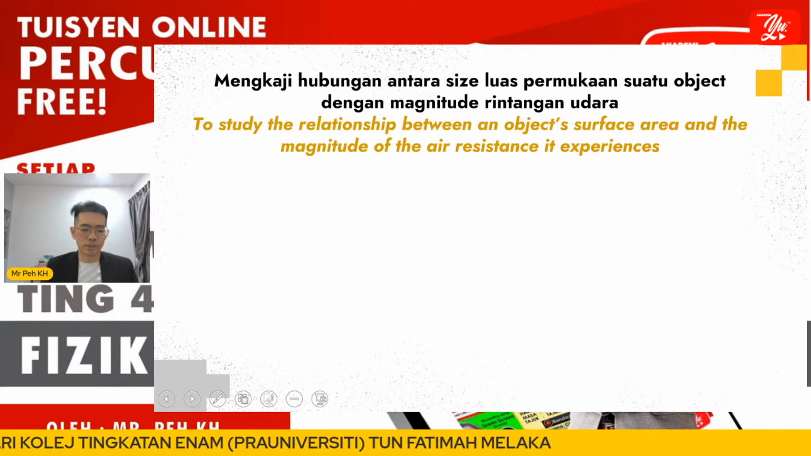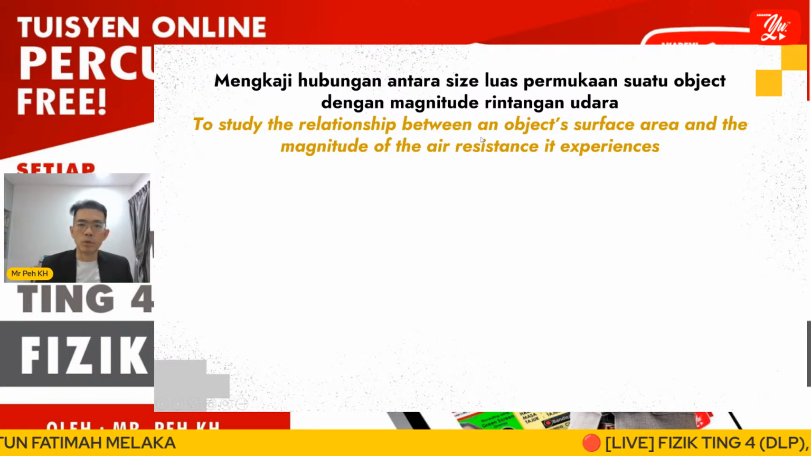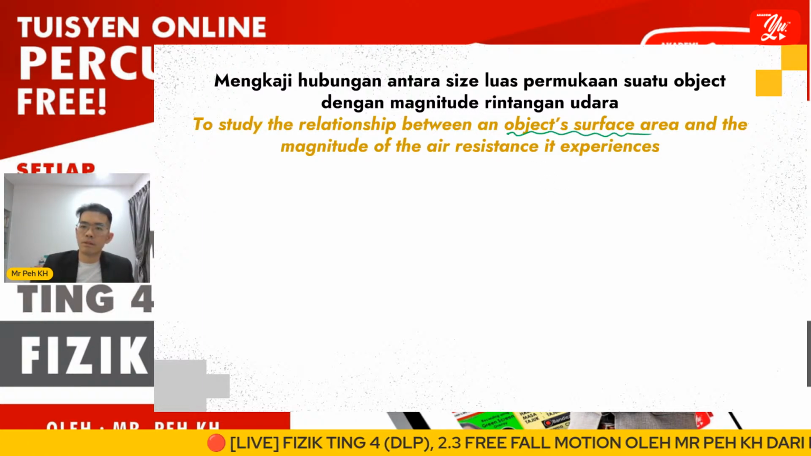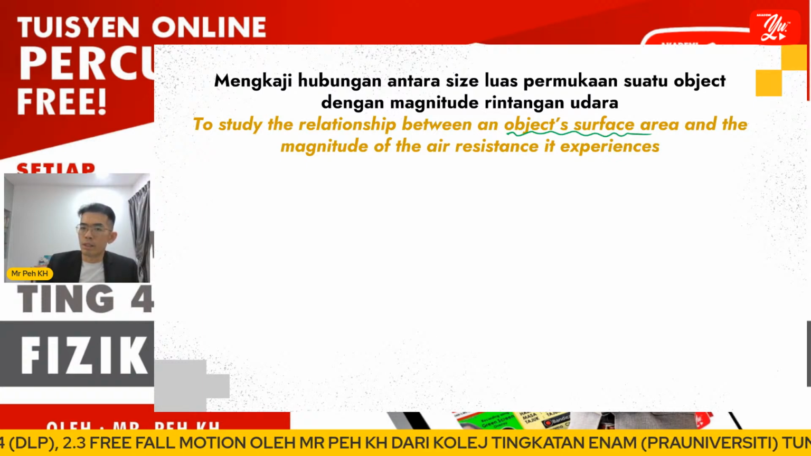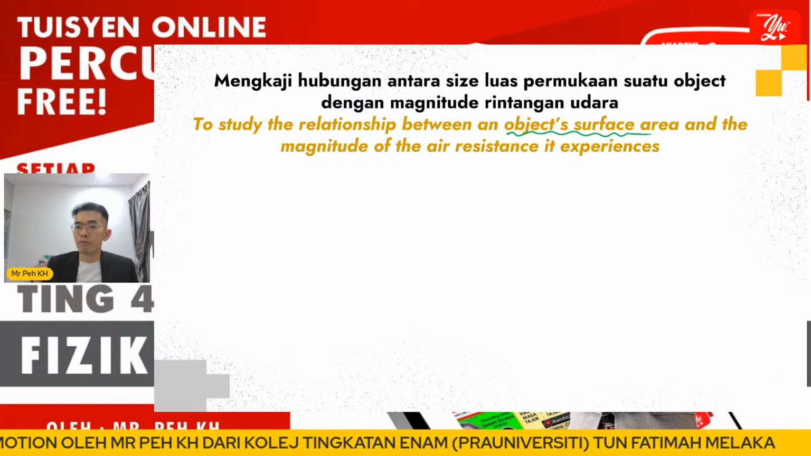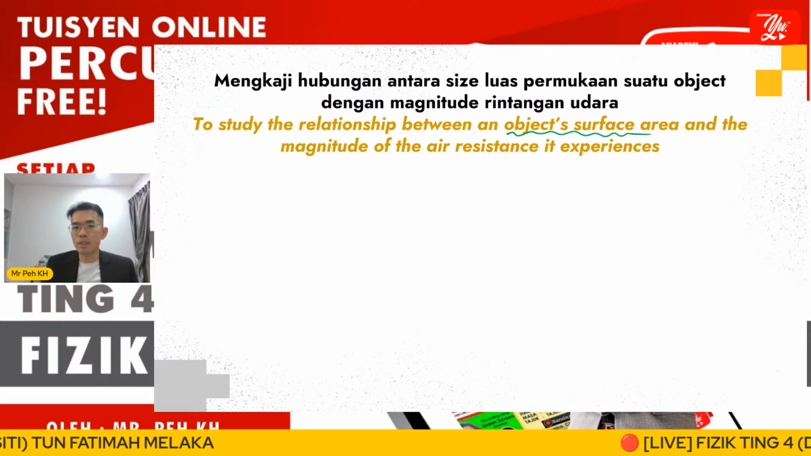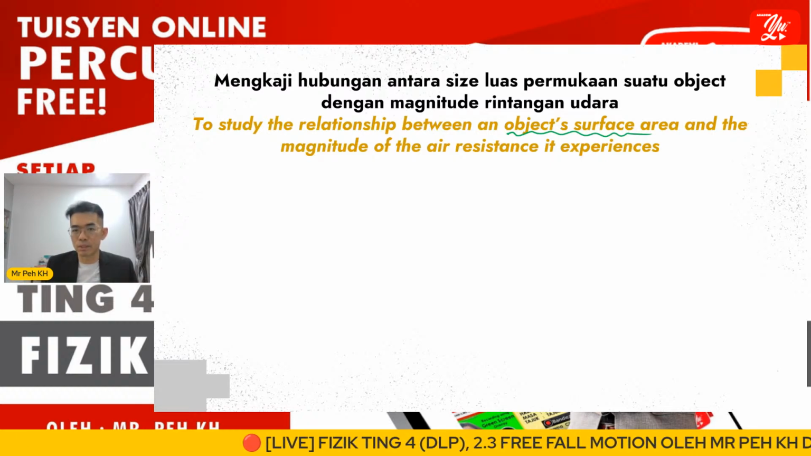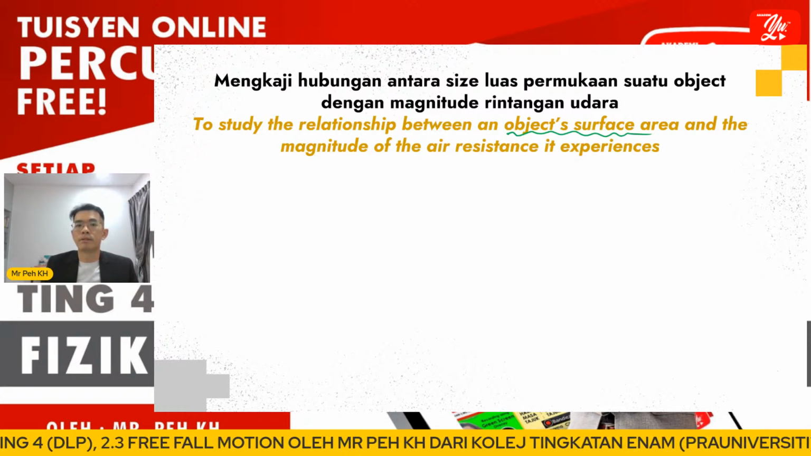The aim of the second activity is to study the relationship between an object's surface area and the magnitude of air resistance. From the first activity, we can know that an object with a bigger surface area, just like the paper I showed you, experiences higher air resistance. So the overall net force will be smaller, causing the acceleration to decrease. So the object will fall at a slower speed.